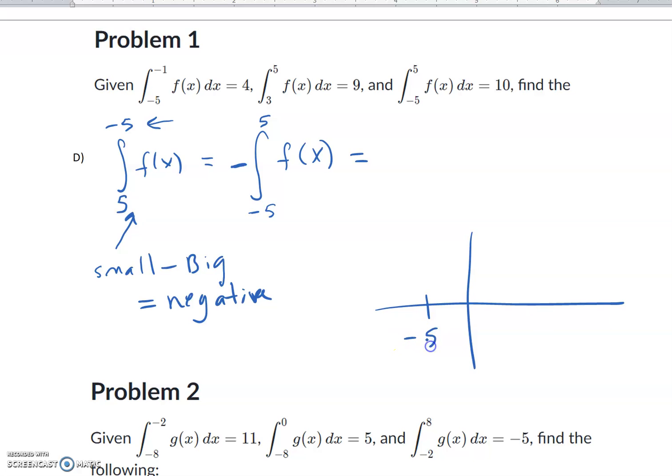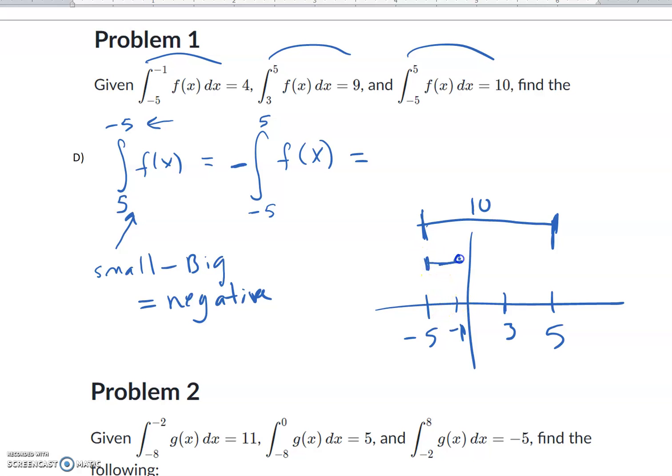I know I'm going to be over here. There's a -5. There's a 5 over here. There's a -1. And there is a 3. So these different regions, there's 1, there's 2, and then there's 3. So from -5 to 5, that means this is the entire region here. That area is 10. From -5 to -1, this region right here is 4. And then from 3 to 5, this region has an area of 9.